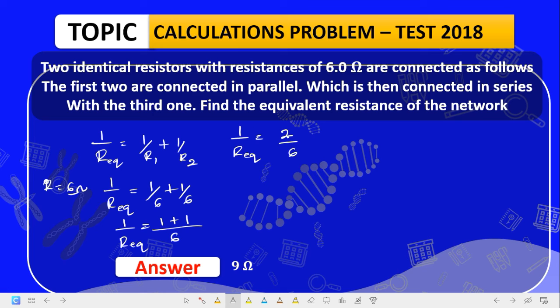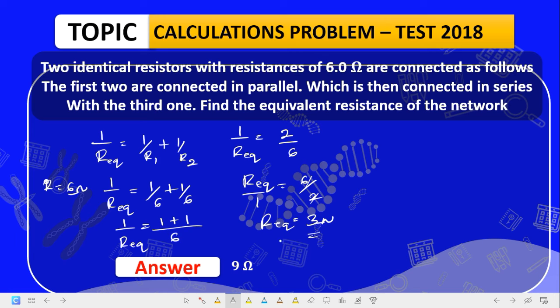Same way, this one will come up, this one will come down. That is reciprocal. So we have R equivalent over 1 is equal to what? Automatically this becomes 6 over 1. As I'm bringing this one up, this one down, this one is also coming up, and this one coming down. Then our R equivalent will be equal to 6 divided by 2, which is what? 3 ohm.